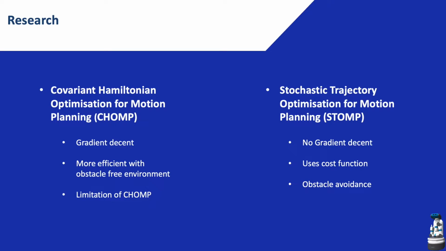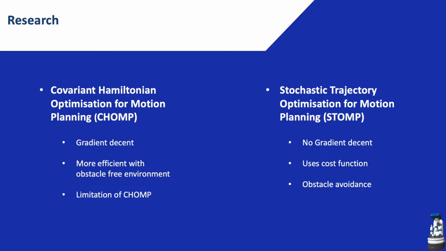It operates more efficiently in environments with no obstacle. One of the limitations of the gradient descent is that it causes the CHOMP planner to be stuck in a local minima if obstacles were added to the environment.